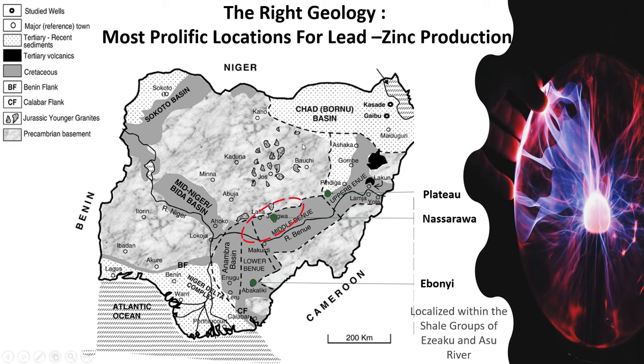So this geology briefly describes the major prolific locations where they are localized, within the shale groups of the Ezeaku and Asu River Group. This is the major host rock for lead zinc mineralization within this country.